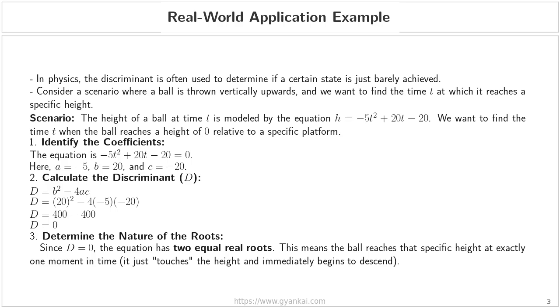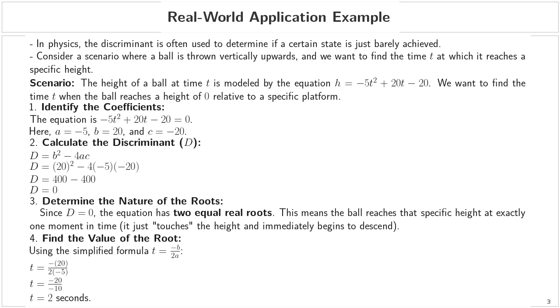Since our discriminant is exactly 0, we know from our earlier discussion that the equation has two equal real roots. In the context of our physics problem, this tells us something very important. The ball reaches that specific height at exactly one single moment in time. It essentially just touches that height level before immediately beginning its descent back down.